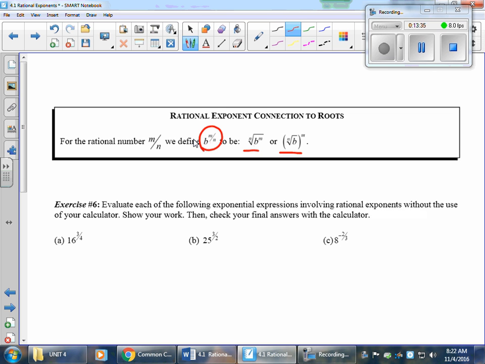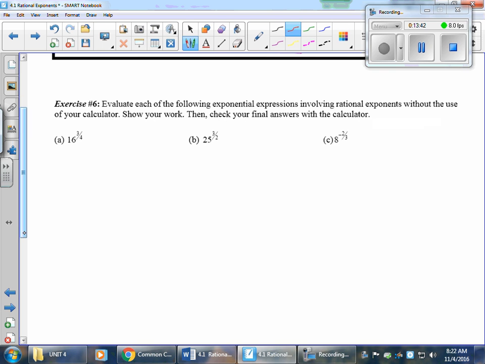So why don't we take a look at a couple of examples down here in exercise 6. This is the last thing we're going to do. So evaluate each of the following exponential expressions involving rational exponents without using your calculator. Show your work. Then check your final answers with your calculator. So 16 raised to the 3/4. So half the problem here is just rewriting it, translating it into what we understand. So what this is basically saying, this is the 4th root of 16 raised to the 3rd power.